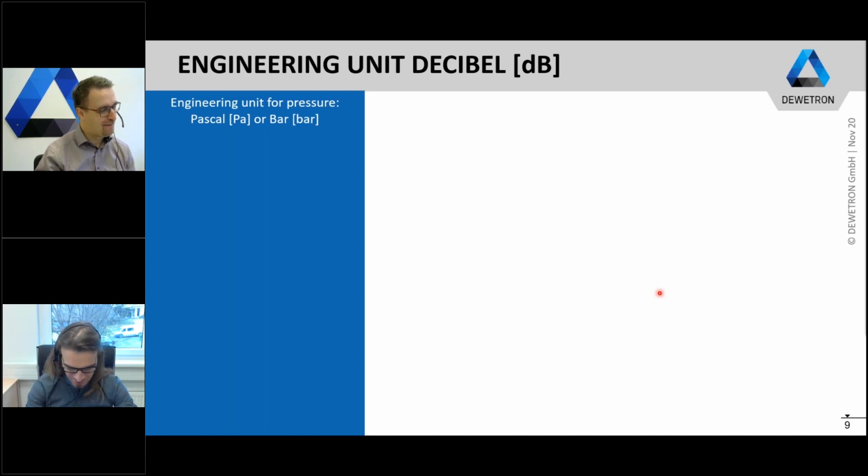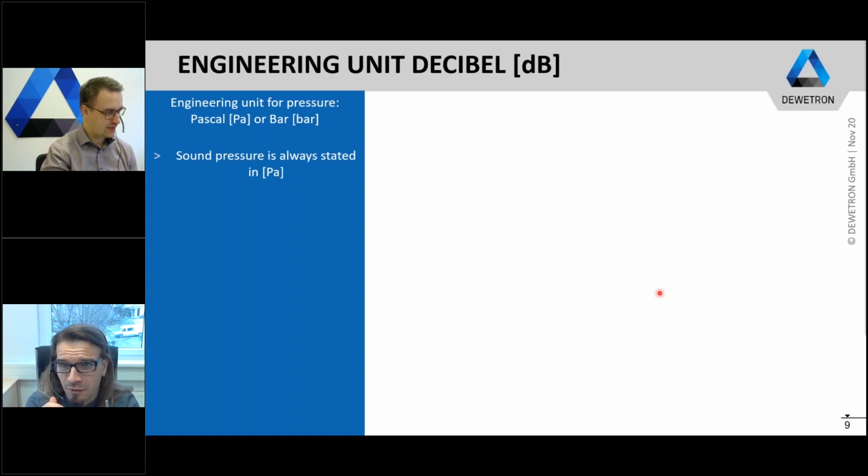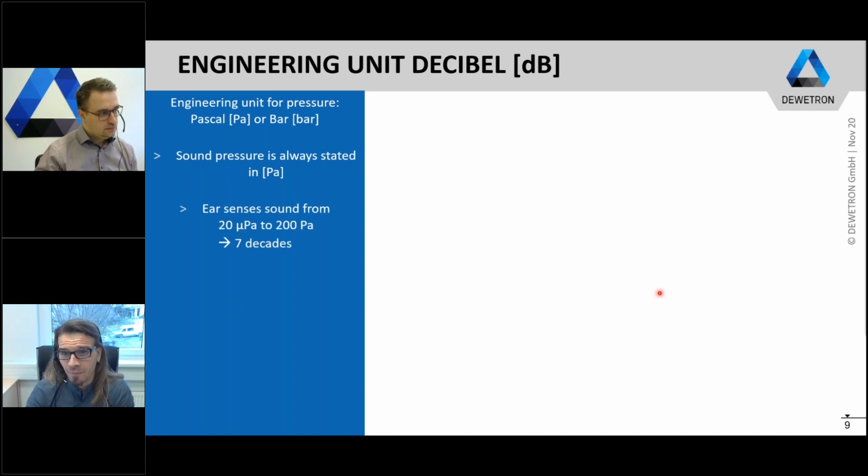So the typical engineering unit for pressure in general is either Pascal or bar. Pascal is the engineering unit you always use for sound pressure, and bar is normally only used today when we talk about fluids or liquids. But when we talk about acoustics and sound pressure, we always use the Pascal. And when we think about the human sense of hearing, the human ear can sense sound pressure from approximately 20 micropascal up to 200 pascal. So this is an enormous dynamic range across 7 decades.